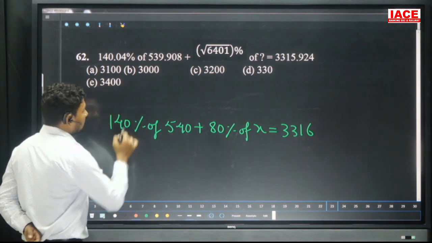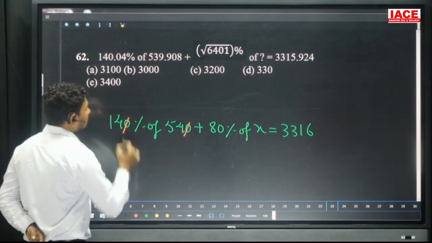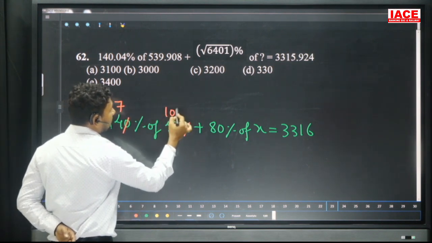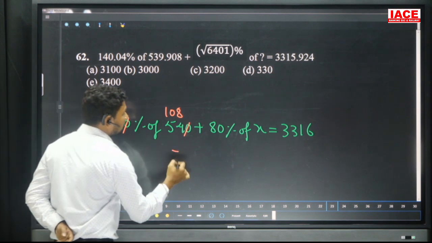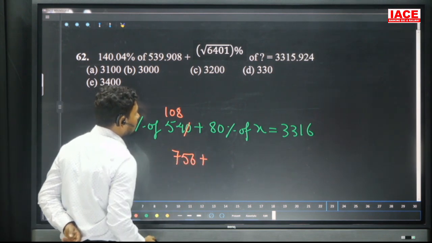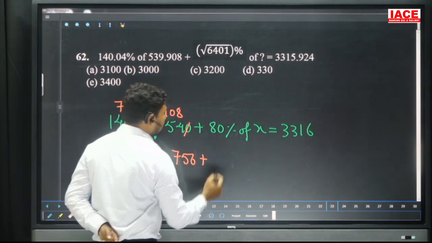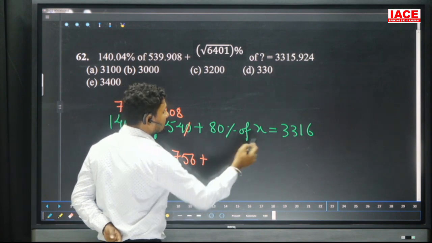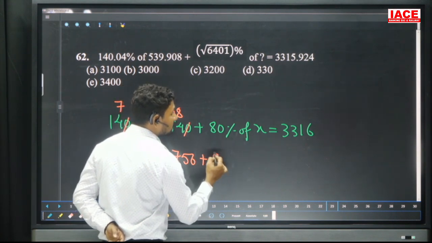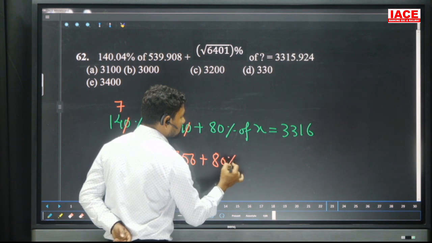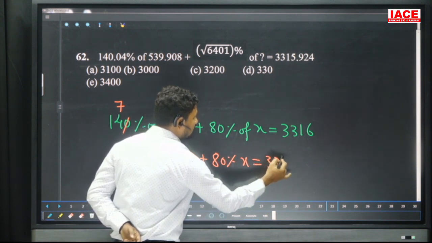Then how do you write percentage wise? Double zero will be cancelled. This we can write 7 and this we can write 108. 108 7s are 756. Yes. So next, 80 percentage of x is equal to 3316 minus 756.